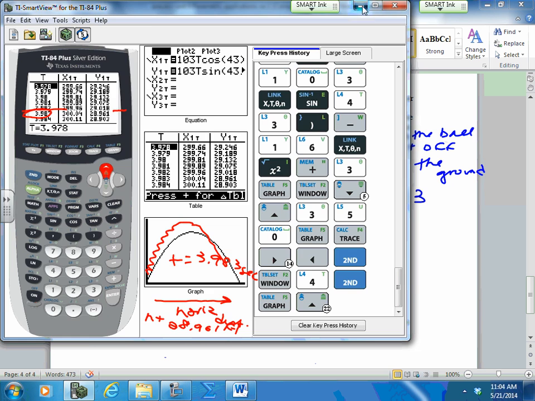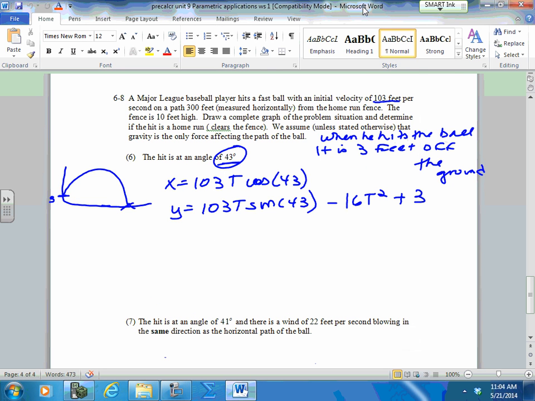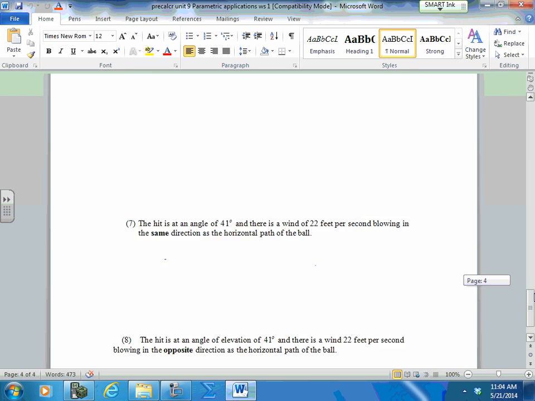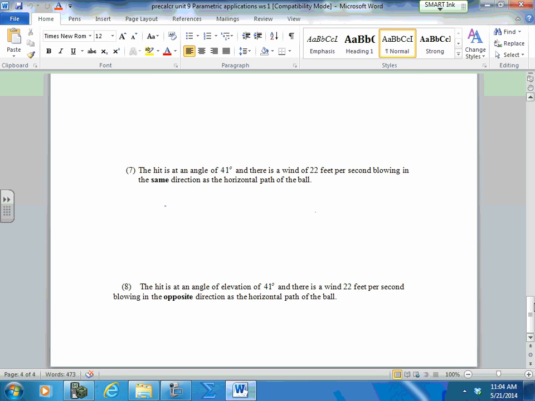Okay, now, I'm going to change this slightly. Ready? Okay. We're going to come down here, and we're going to change this a little bit. Here's your X and your Y. Let's make this now at an angle of 41, and there's a wind speed blowing in the same direction. That means the wind is behind me. What should happen to my ball? Ooh, it'll be sailing, won't it? It'll sail my ball even further.